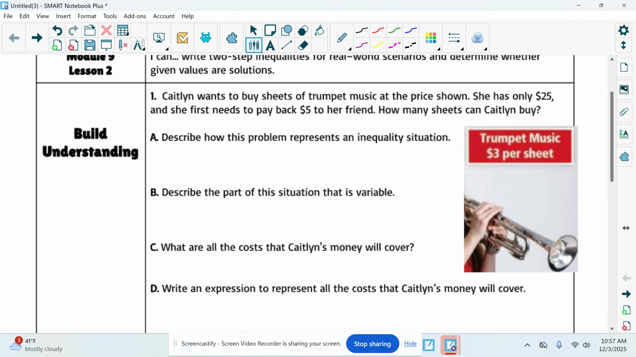Let's see. So an equation means it has to equal exactly $25, right? But here, an inequality is not just one answer. It could be this answer or something different. What makes it something different? Because she doesn't have to use her full $25.